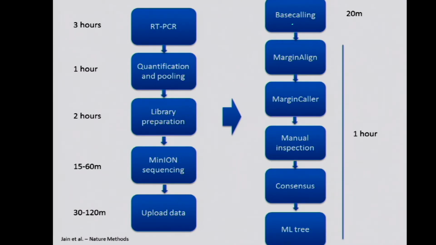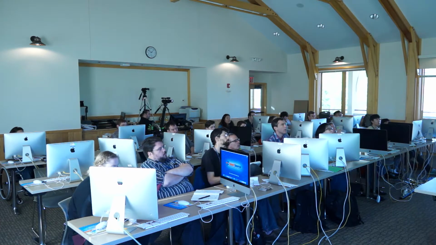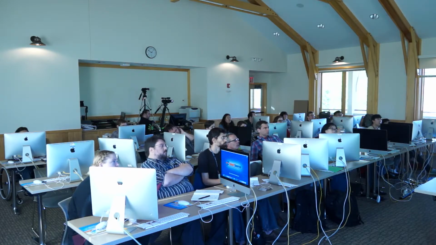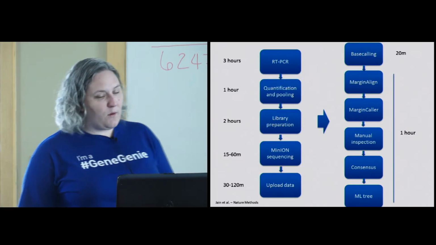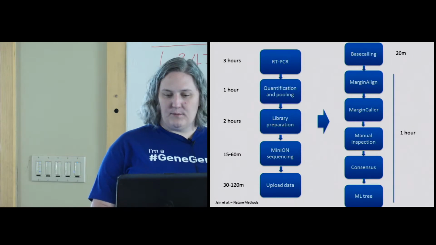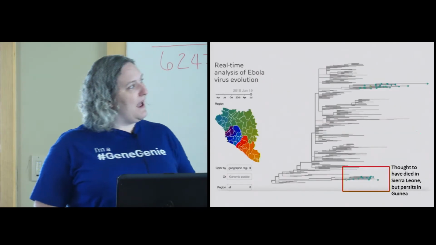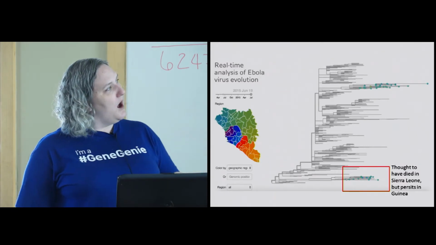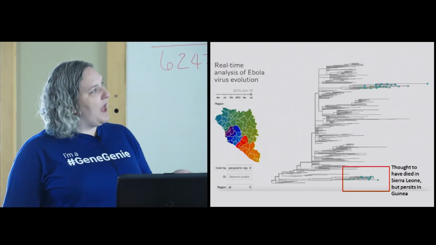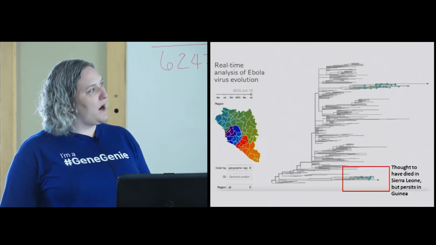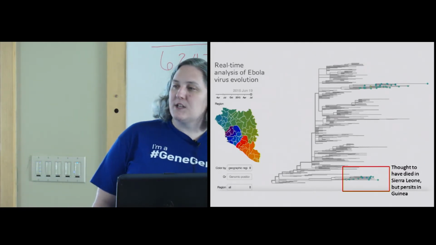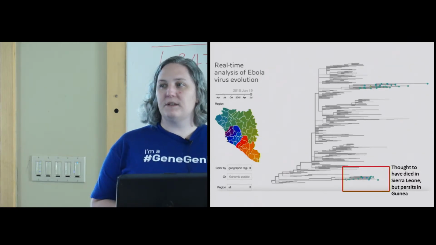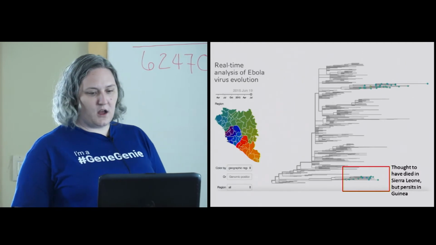Base calling, 20 minutes, and then this pipeline with the marginAlign, which we'll discuss towards the end of today, went through, called variants, did inspection, created consensus, and they were able to create a tree and map which strains of Ebola were present. Now, the interesting thing that they found was this strain here. These are all sequenced by the MinION. Previous work from other researchers had thought this strain, which was present in Sierra Leone, had died off, but the Oxford Nanopore researchers actually found it in Guinea. So they were able to show that this strain was actually moving around more effectively than was previously thought.